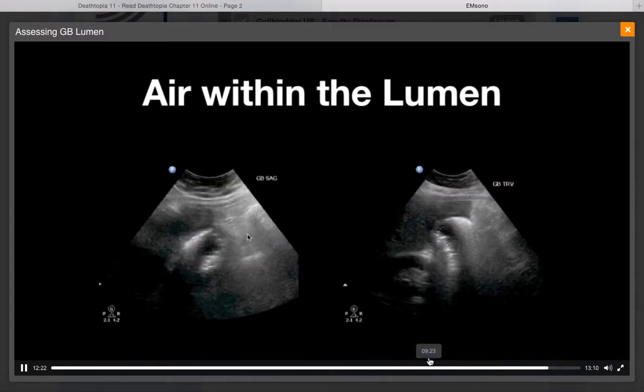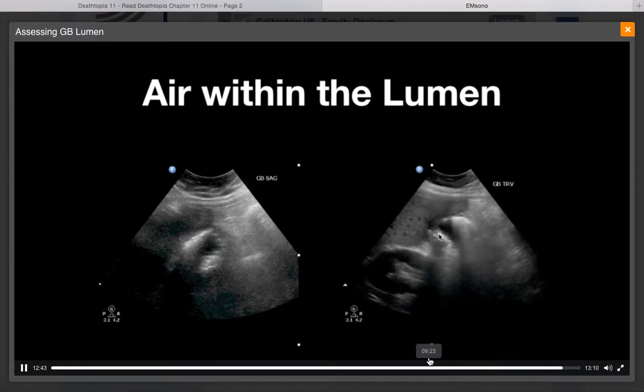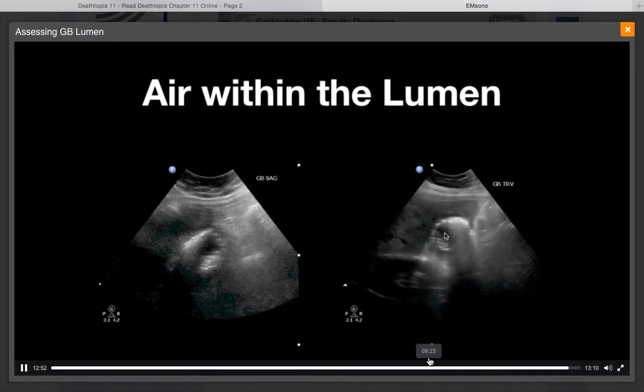This is a diabetic male with right upper quadrant pain who has emphysematous cholecystitis. Note the presence of the echogenic foci with posterior reverberations. This has the dirty shadowing appearance that you would expect with air, and you can see the same thing on the transverse scan. What you can interestingly note on the transverse scan also is that there are echogenic foci moving in a non-dependent direction, which is consistent with the presence of gas bubbles within the lumen.